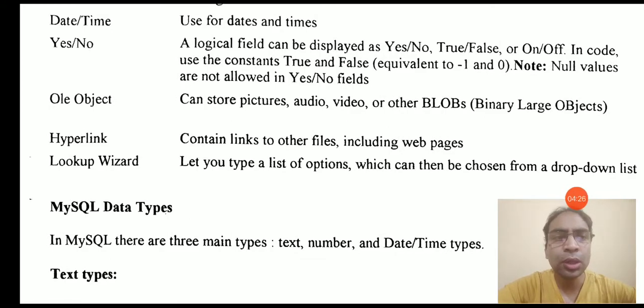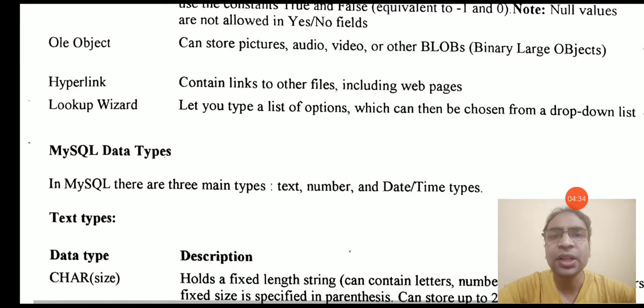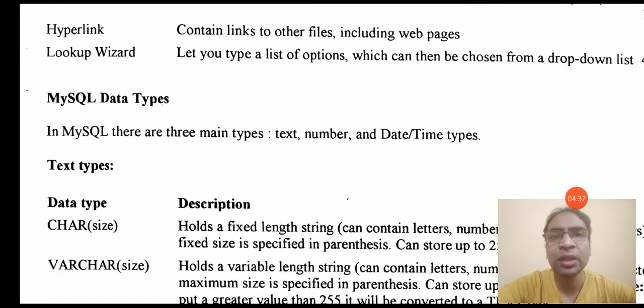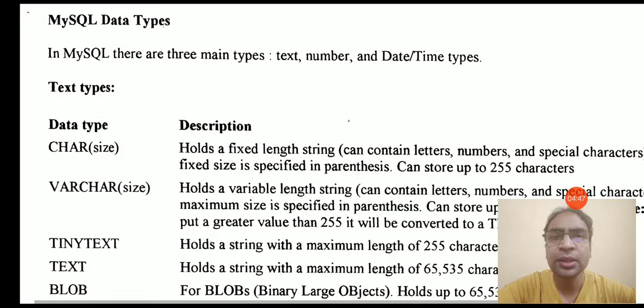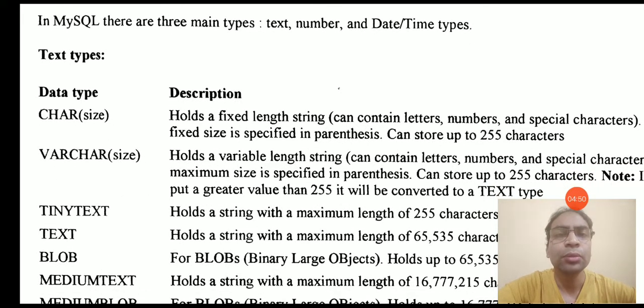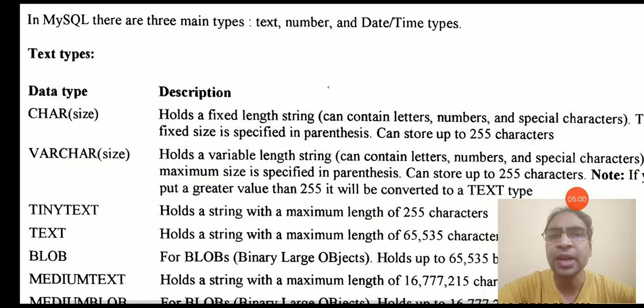Now coming to the more important DBMSs which are used with complex systems, complex software. Let's talk about MySQL, which is one of the most commonly and largely used database management systems. In MySQL, we have data types like char. It holds a fixed length string that can contain letters, numbers, and special characters. Again, this has a maximum limit of 255 characters.